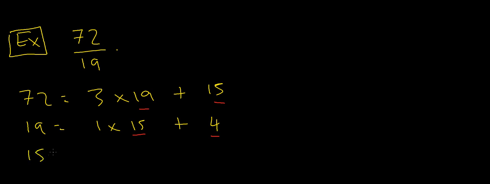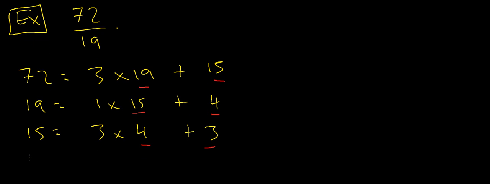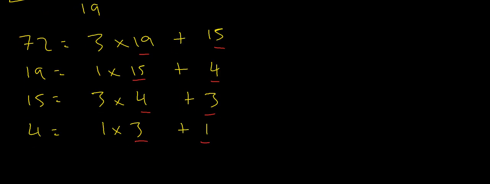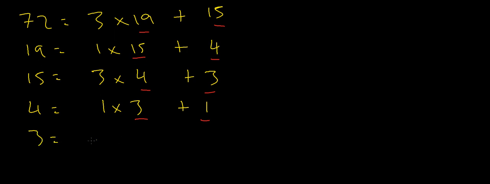And I'm going to compare these two, 15 and 4. And I see that 15 is 3 lots of 4 plus 3. And next I just have to compare these two, 4 and 3. Let's just scroll down, and I see that 4 is 1 lot of 3 plus 1, and now I just have to compare 3 and 1, and if I do that, I see that 3 is just equal to 3 lots of 1 plus 0, and as soon as I reach 0, I stop.